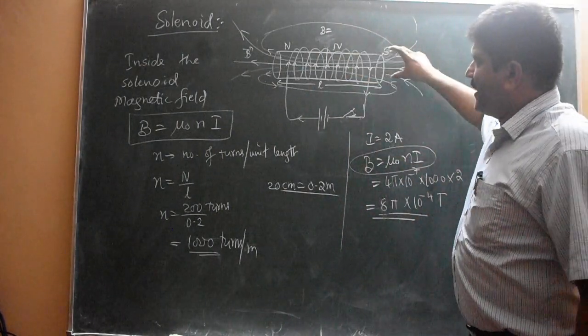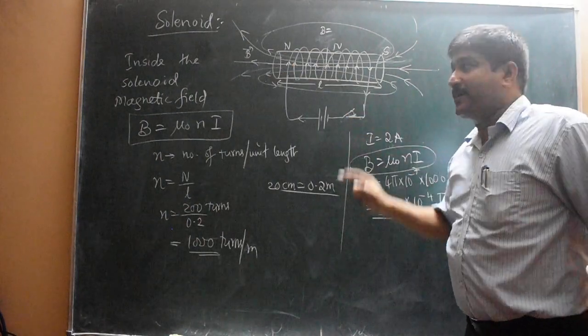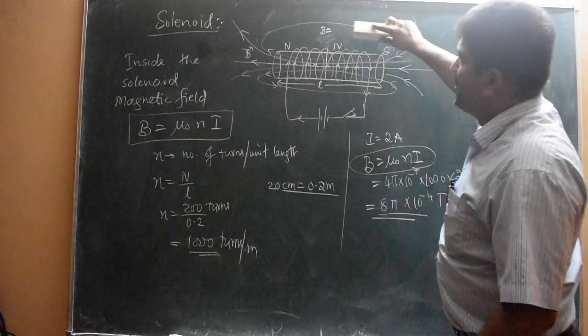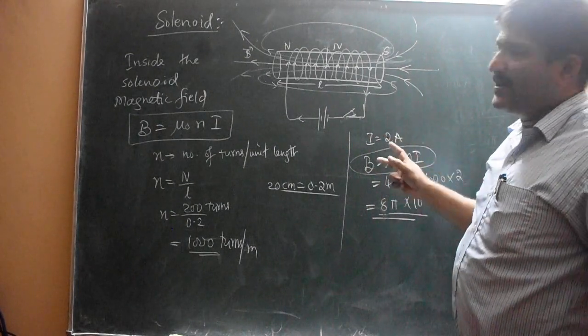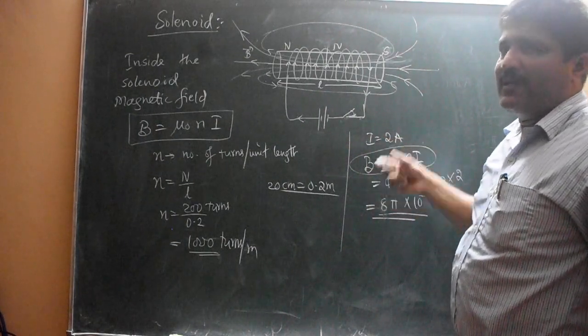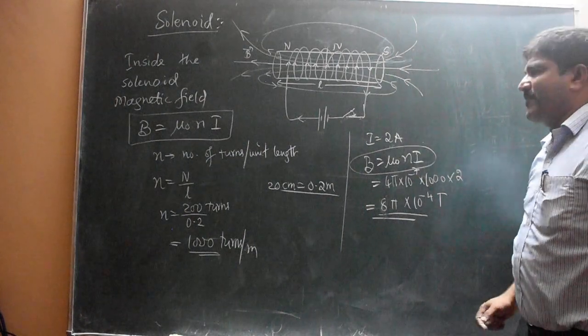Here, the magnetic field is uniform inside the solenoid, and outside we take it approximately 0. There is a magnetic field almost 0. It is negligible, not 0 actually, approximately 0 or a negligible value.